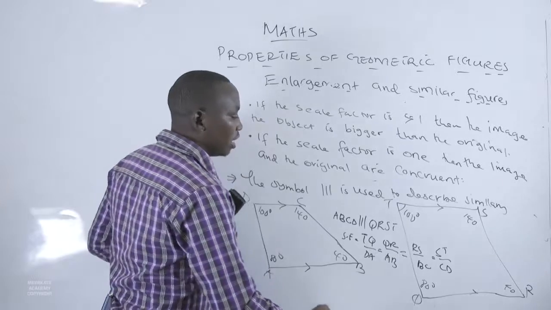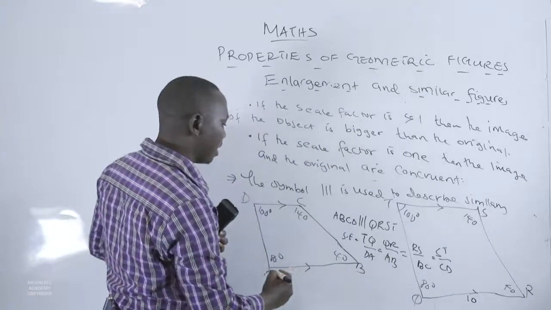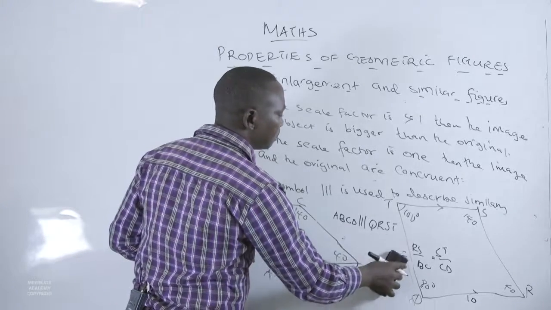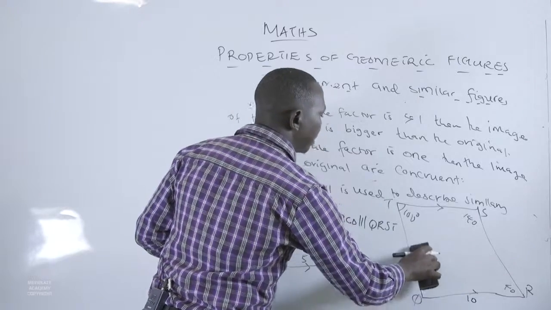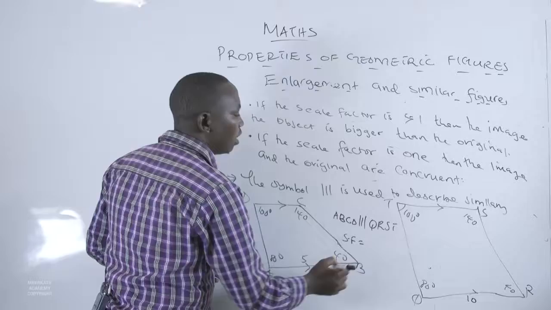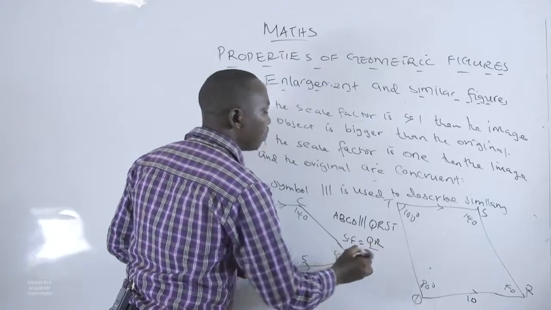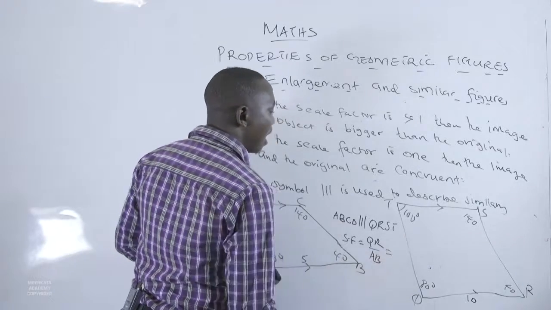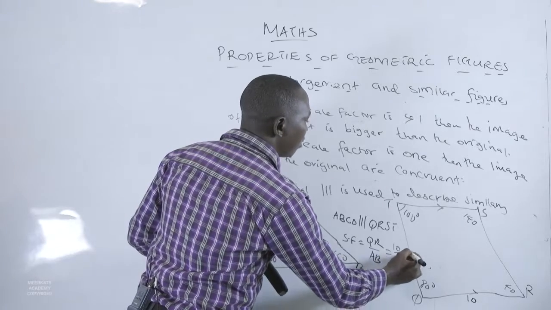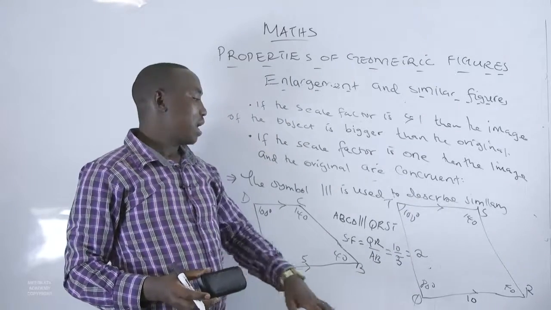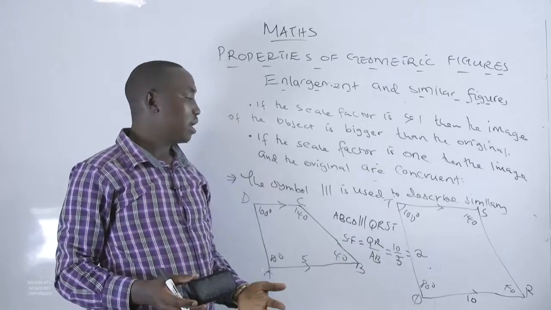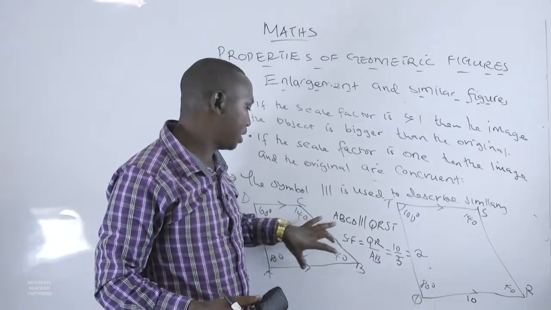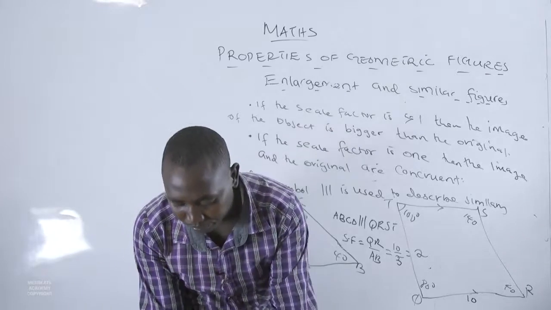Now, if we were told that this is 10 units and that this is 5 units, what would be our scale factor? The scale factor will be equal to QR, which is the length of the image, divided by the length of the object, which is AB, and that will be 10 over 5, which gives us 2. And again, 2 is greater than 1, and that means we were able to transform a smaller object to a much bigger image.